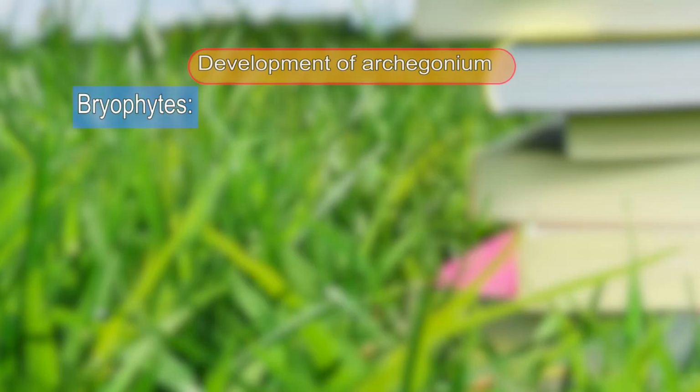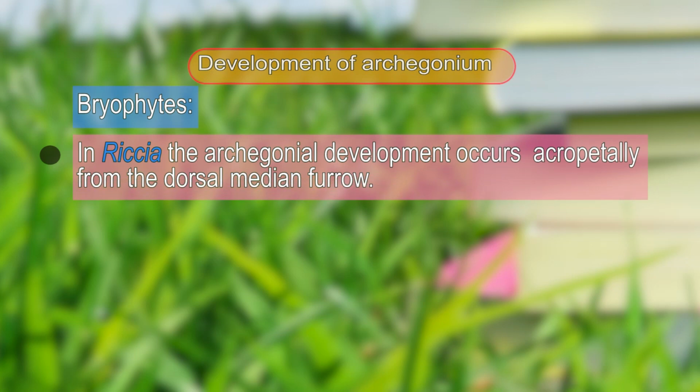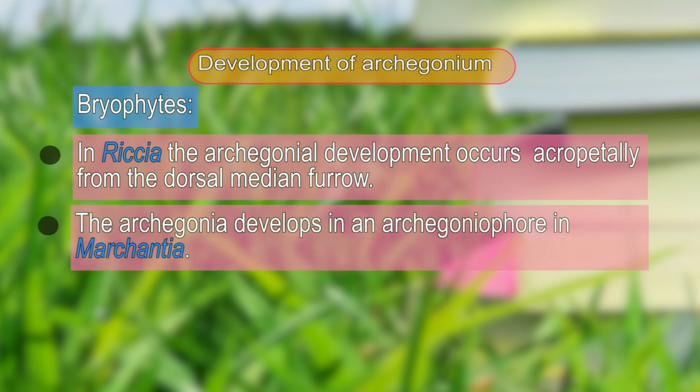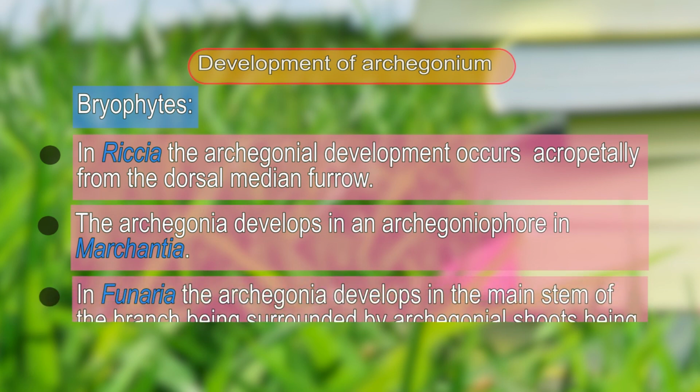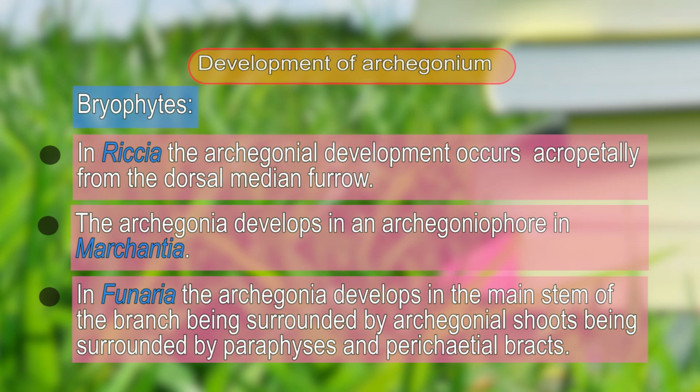In Bryophyte, we have three examples. The first one is in Riccia. The archegonial development occurs acropetally from the dorsal median furrow. In case of Marchantia, it occurs in the archegoniophore, and in Funaria, the archegonia develop in the main stem of the bunch being surrounded by archegonial shoots.